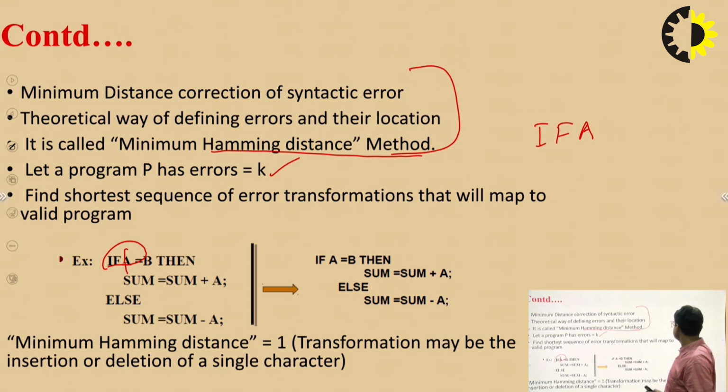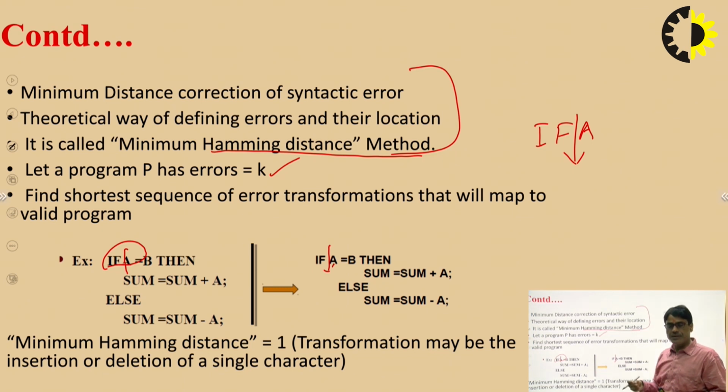If A means here one space is required. So it is a kind of deletion error, because we need some space over there, but that space is not available. So what will we do? We just put that space. So here the space is given, and "if A equals to B, then sum equals to sum plus A" with the semicolon is placed, else sum equals to sum minus A. So it is corrected. The minimum Hamming distance equals 1, because the error is at one particular place.